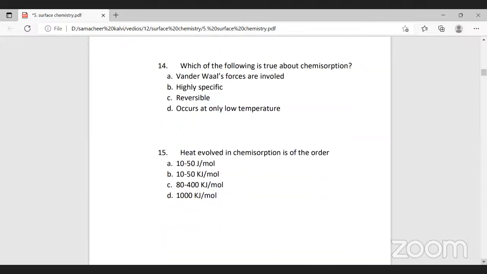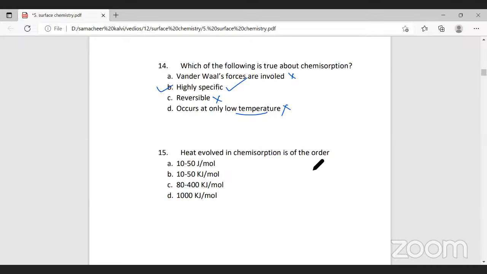The next question. Which of the following is true about chemisorption? Van der Waals force is involved. In chemical adsorption, no Van der Waals force; a chemical bond, highly specific. Chemisorption is highly specific. Chemisorption is not reversible. Chemisorption does not take place at low temperature, it takes place at high temperature. Hence, the answer for this question is option B. So, chemisorption is highly specific.